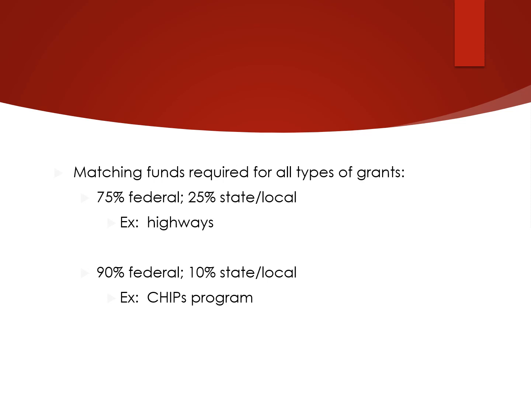Okay, so this is the way that it breaks down. Many of the matching funds are basically 75% federal and 25% state and local. The other type, the ones that are more welfare related, are 90% federal and then 10% state and local. I gave you the highway example already, and I gave the example of welfare, but CHIPS is the Children's Health Insurance Program. That's basically the same thing. There are all these welfare related types of programs, and CHIPS is a healthcare program.